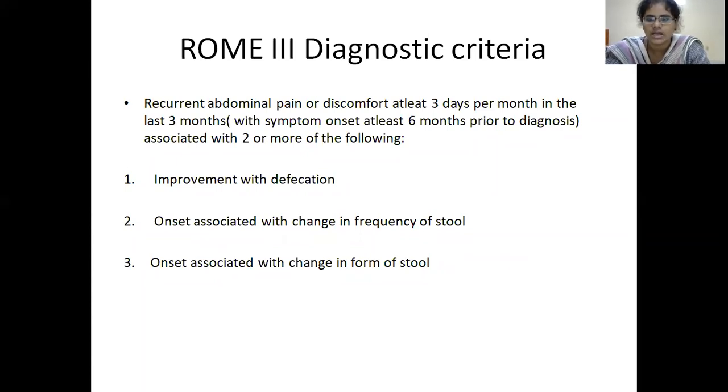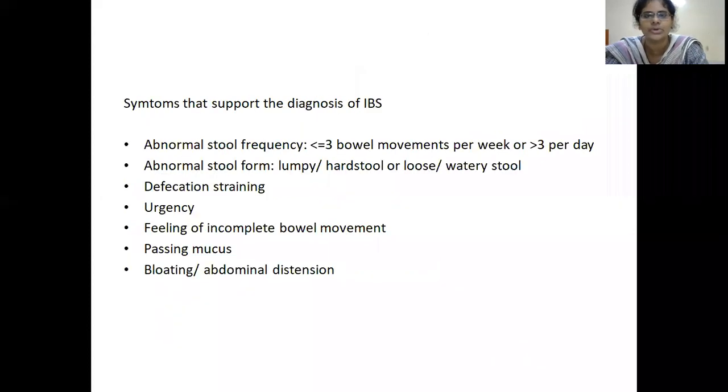Coming to the next part, what are the other additive symptoms which will help to arrive at a diagnosis? That is, symptoms that support the diagnosis of IBS. You will be having abnormal stool frequency, that is, less than or equal to 3 bowel movements per week or greater than 3 per day. These are the supportive things which will help in the diagnosis. Abnormal stool form, that is, lumpy hard stool or loose watery stool, will be there.